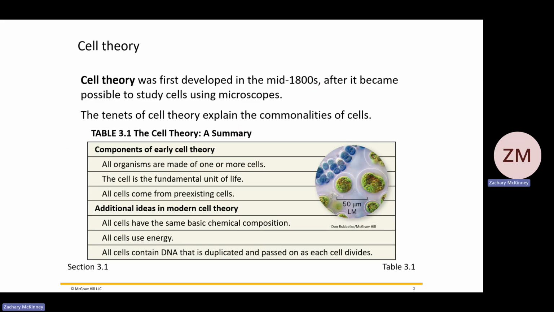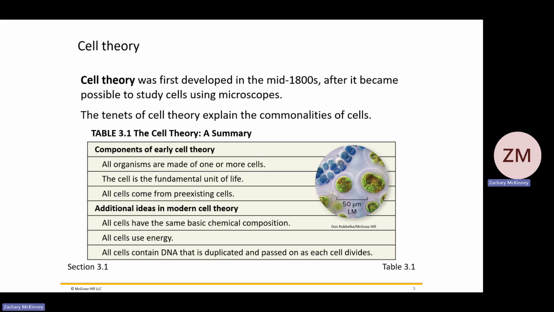So this table summarizes cell theory. Let's jump right into it, because it's important to remember that not that long ago, 150 or 200 years ago, people did not understand that there were cells. They didn't understand there were things we couldn't see that were all around us, make up everything, and are actually the functional units of life.